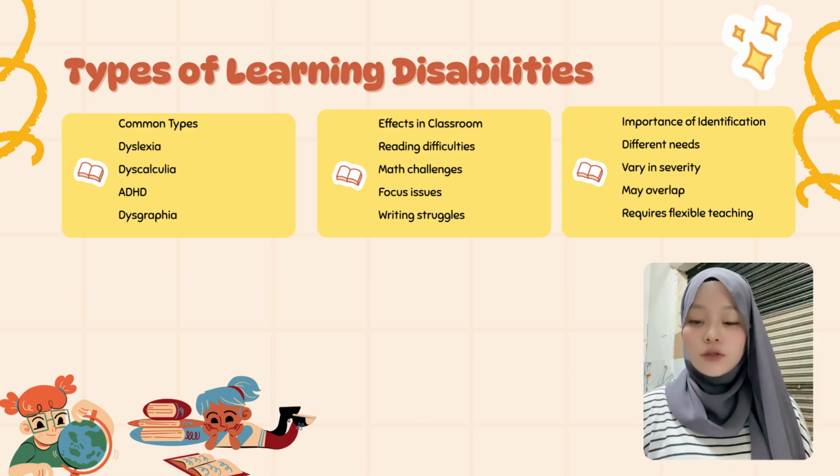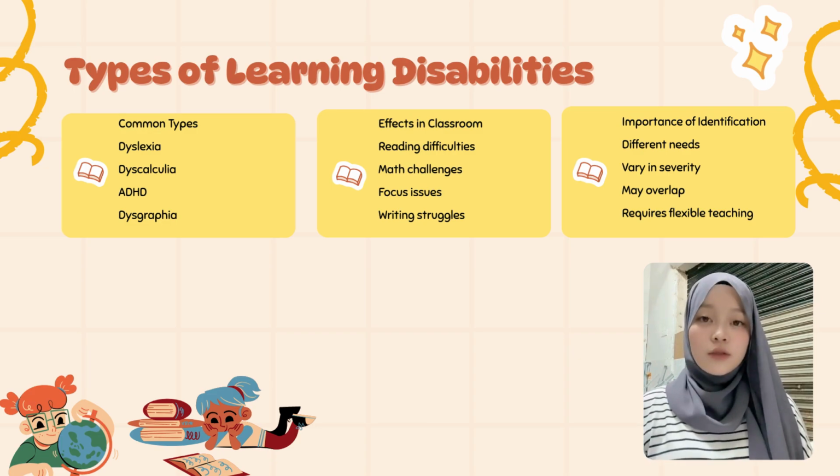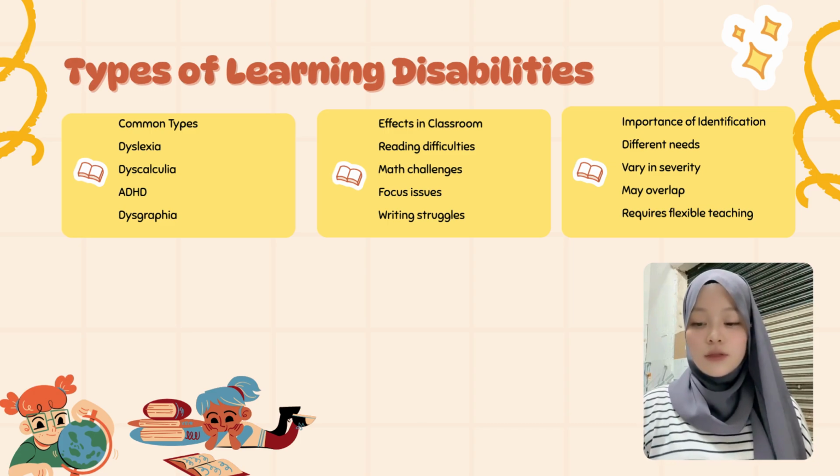For example, a student may have both dyslexia and ADHD. This makes it even more important for teachers to understand each student individually. By recognizing the different types of learning disabilities, teachers can better identify student needs and adjust their teaching methods. This ensures that all students are given the support they need to succeed.